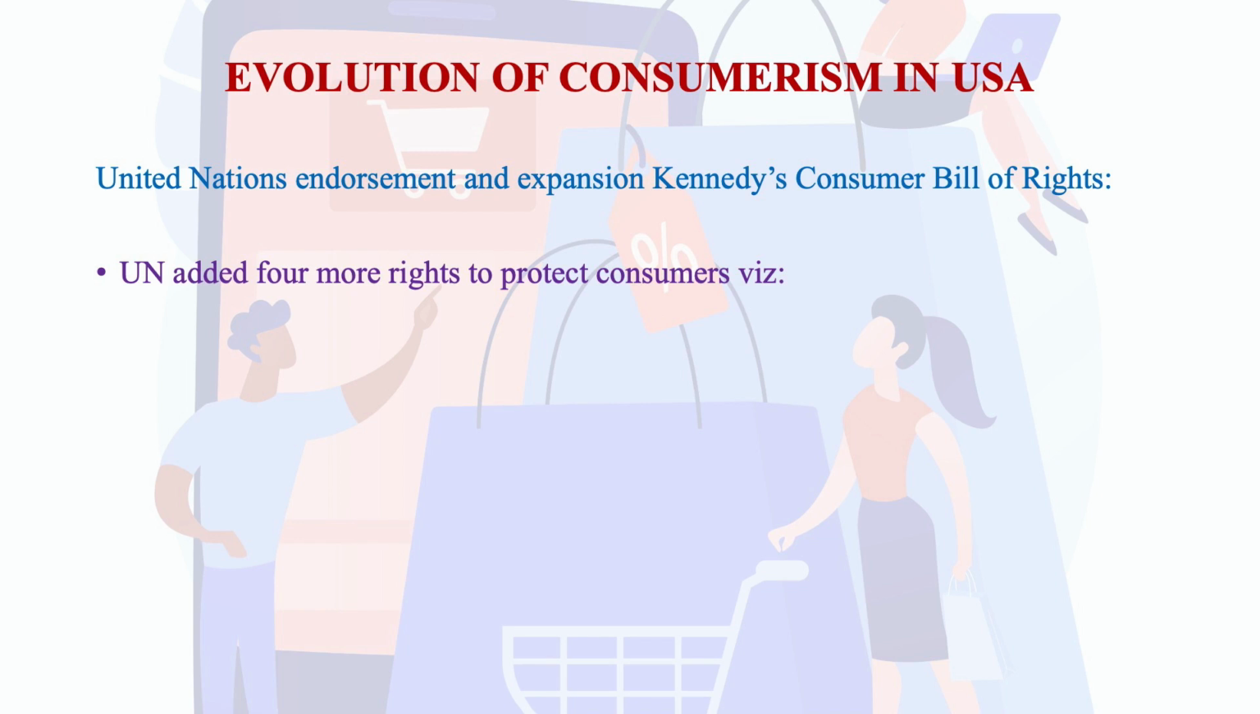Ultimately, the United Nations adopted all those, added 4 more rights, and gave the United Nations guidelines on Consumer Protection in the year 1985, followed by 1989 and 2015. What are the 4 rights adopted by the United Nations? The 4 more rights: the right to satisfaction of basic needs. What are these basic needs? Roti, kapda, makan. Those are the basic needs.